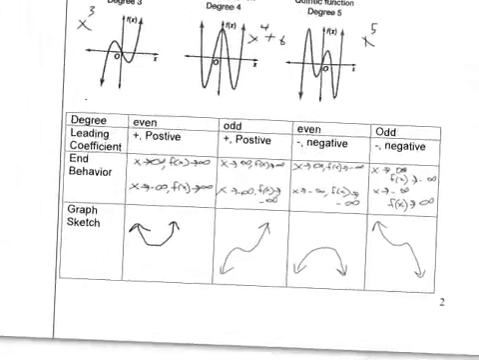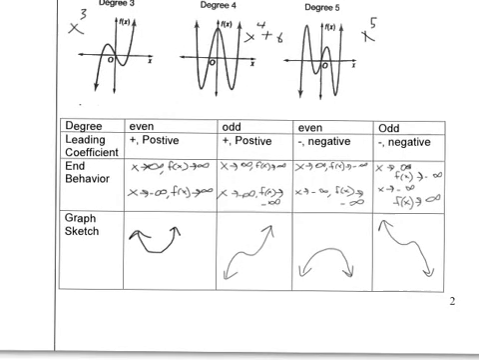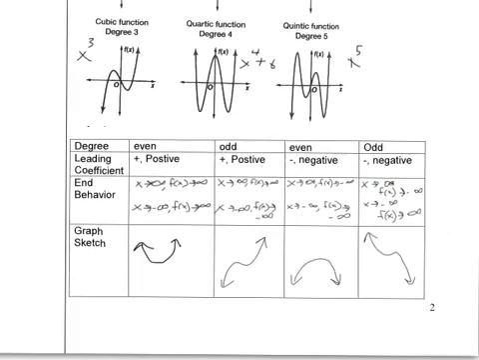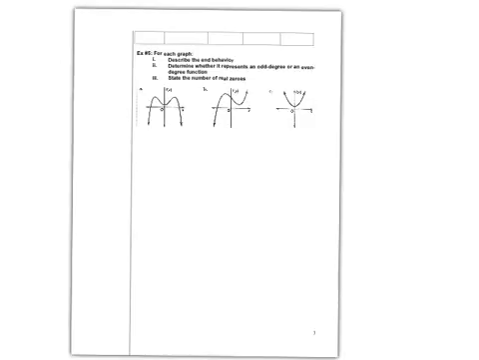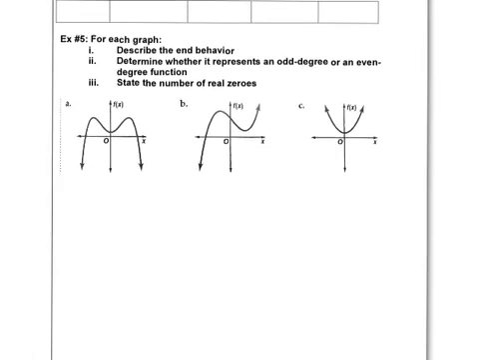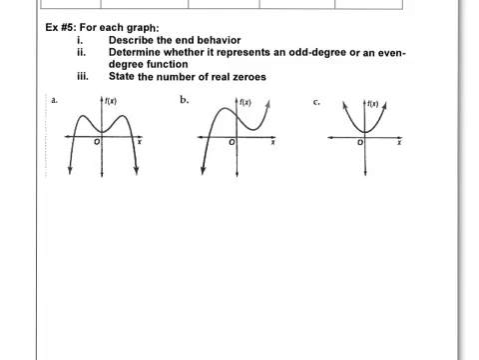There are some basic things that happen to our functions. You kind of just want to memorize these properties of where it'll end up. If you can sketch a graph of it real quick based on these two things, it'll help you quite a bit, especially when it comes to graphing. You can quickly at least see where it's going to end up, and it helps you understand if you're graphing it right. So for this last one, I want you to describe the end behavior, determine whether it represents an odd degree or an even degree function, and state the number of real zeros.